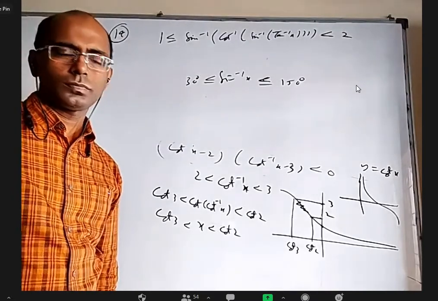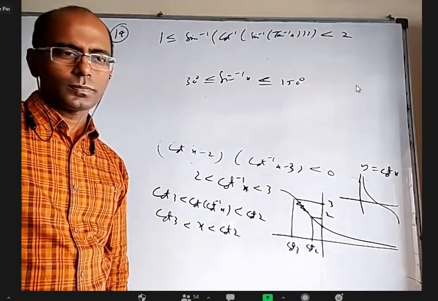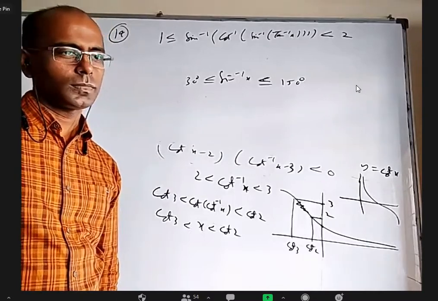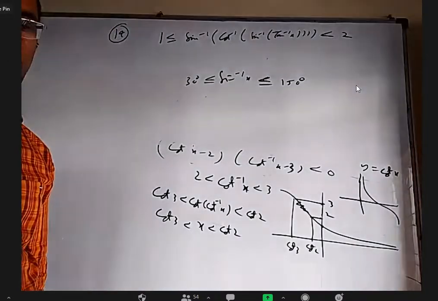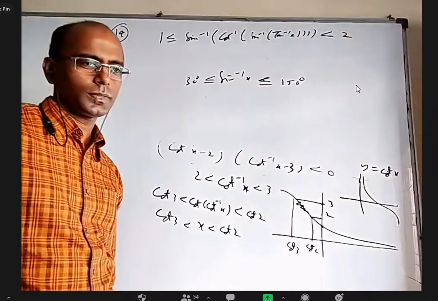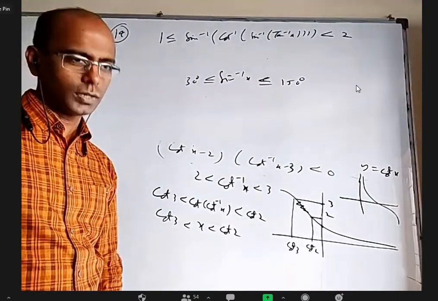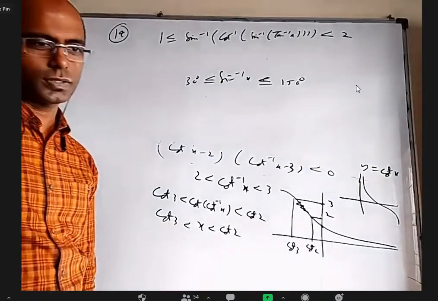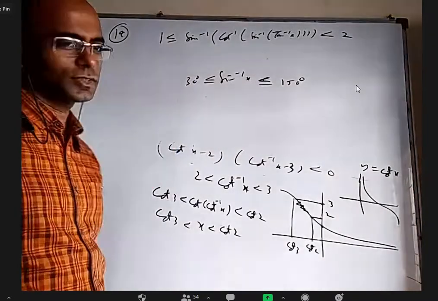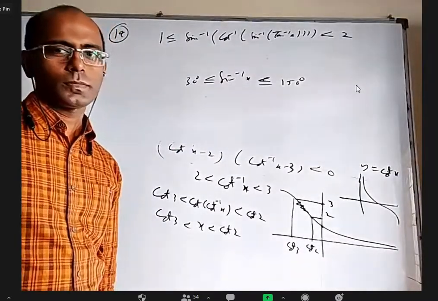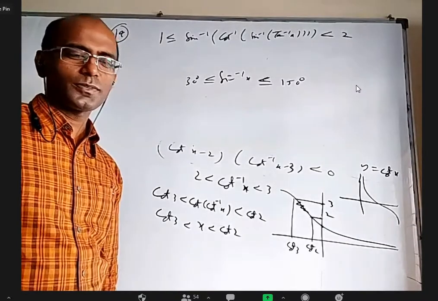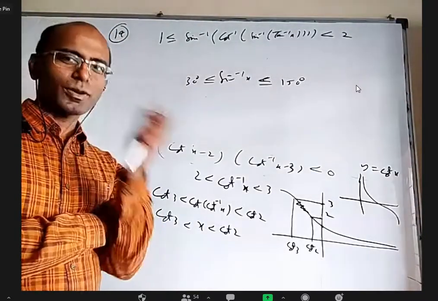No. When x is between 0 and 1? Yes, but not even 0 to 1. Sine inverse 0 is 0, and 30 degrees it is. Sir, 0 to half? Come on. Sir, 1 by 2 to 1. Yes, 1 by 2 to 1.